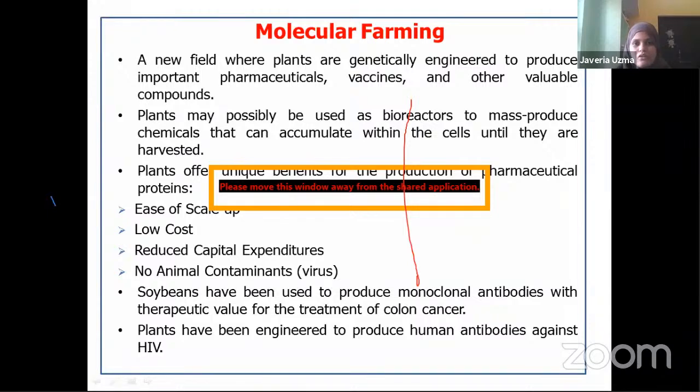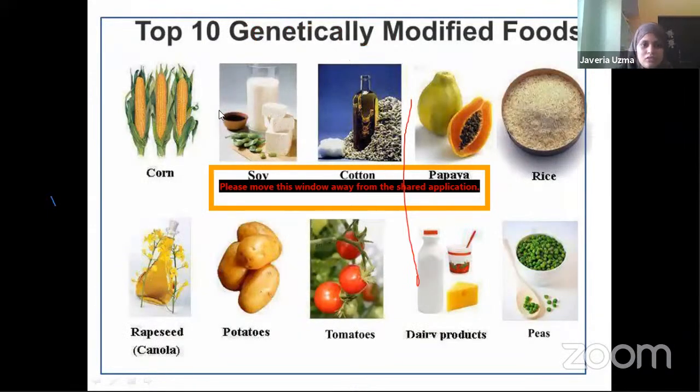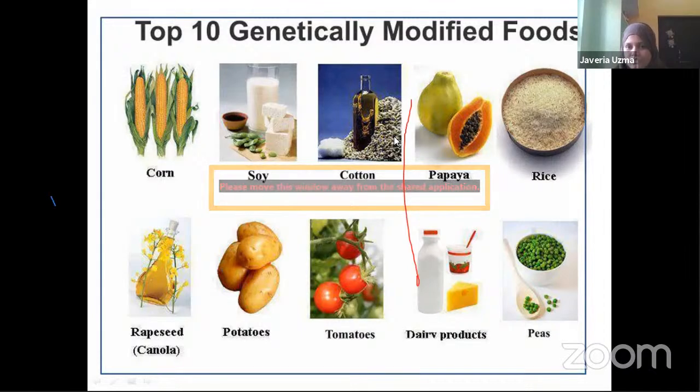Then these are some of the top 10 genetically modified foods. In the market you can see Bt corn or Bt maize. Then you see soya beans, cotton, Bt cotton, rainbow papaya, golden rice, then canola oil, which has improved quality. Nutrition is enhanced in rapeseed oil using transgenic technologies. Then you have transgenic potatoes, tomatoes, transgenic dairy products, and transgenic peas. These are the top 10 genetically modified foods.